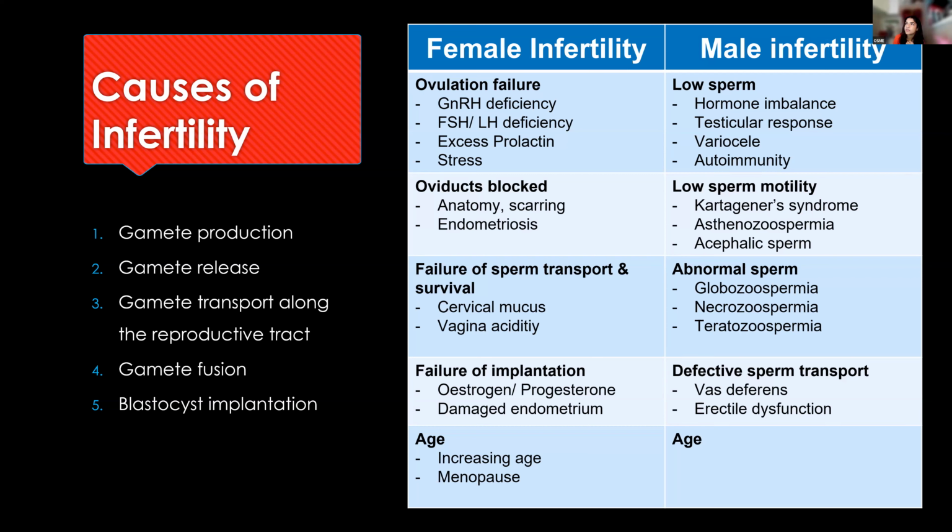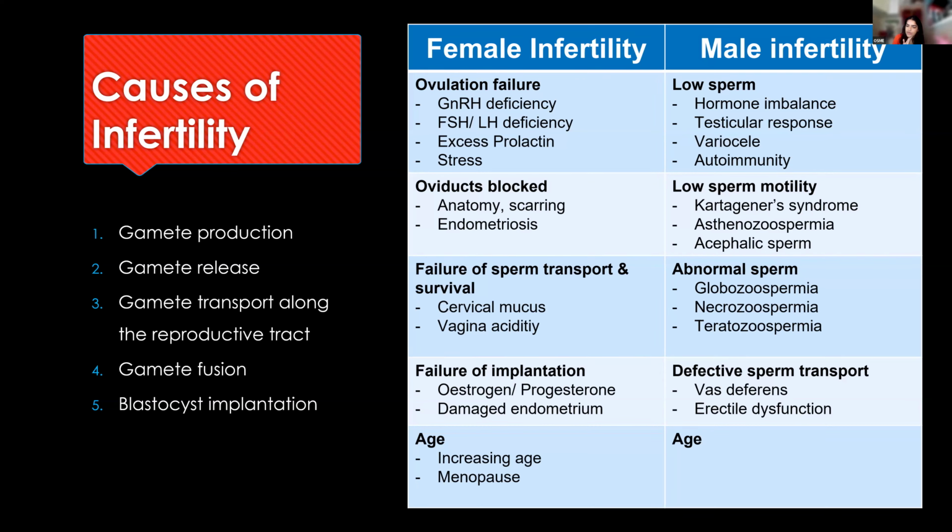This can be due to failure to ovulate, the fallopian tubes being blocked, or the sperm being unable to travel or survive, or there's failure to implant, or it can be due to age, which has a big impact on females rather than males. So let's talk about ovulation failure.